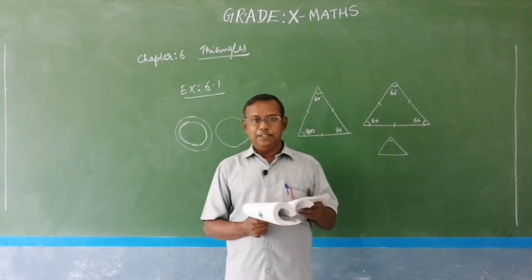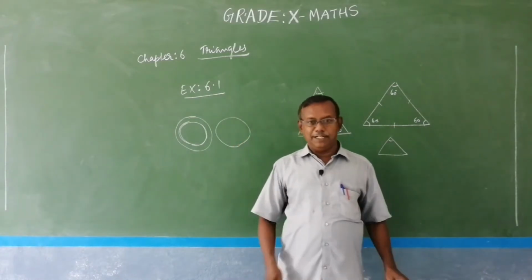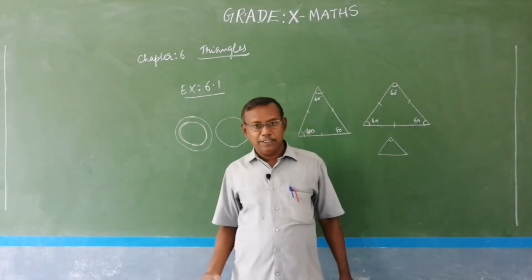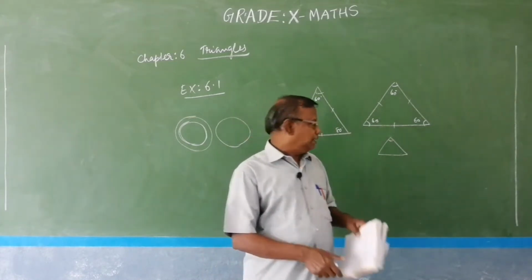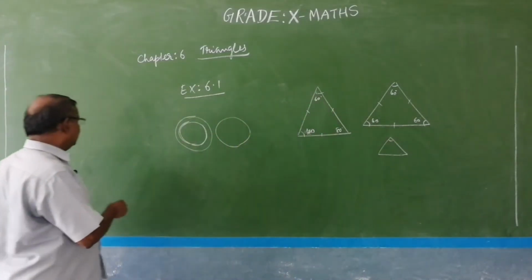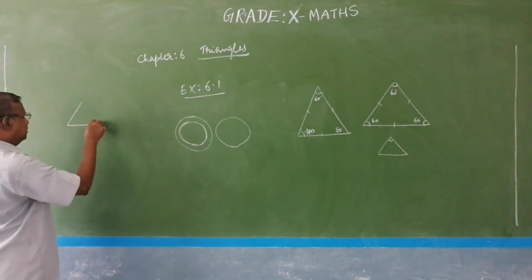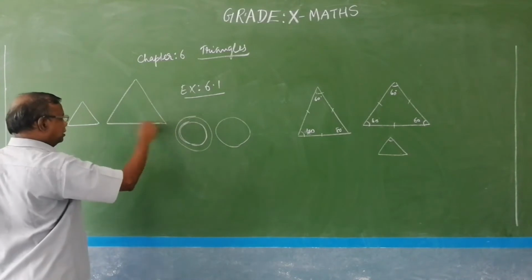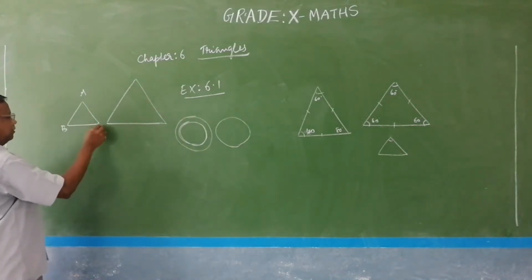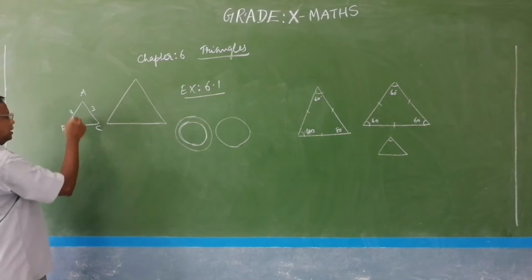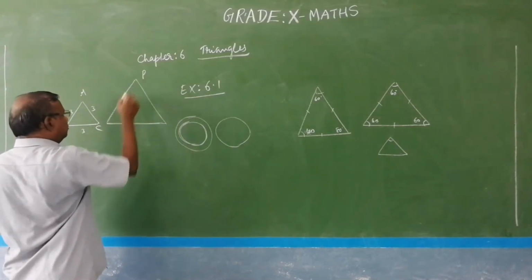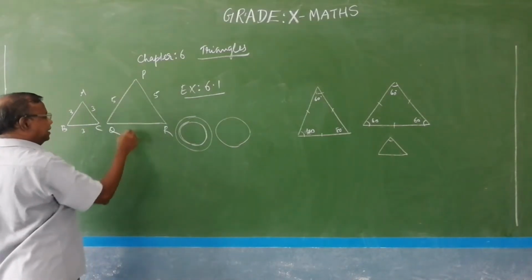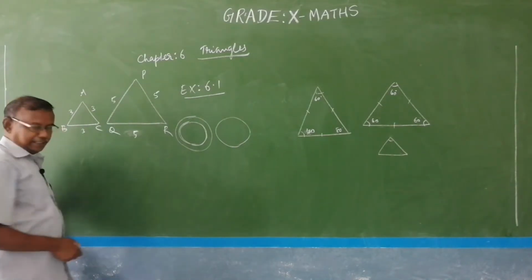So that is the basic condition for similarity. Similarity means the corresponding angles must be equal, and the corresponding sides are proportional; they need not be equal. Consider one equilateral triangle and another equilateral triangle. Let ABC be an equilateral triangle whose sides are 3 cm each, and PQR be another equilateral triangle whose sides are 5 centimeters each.